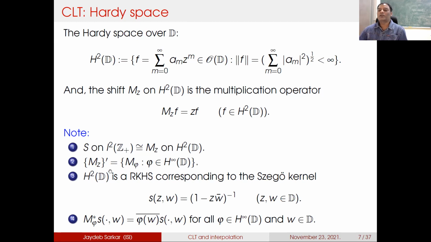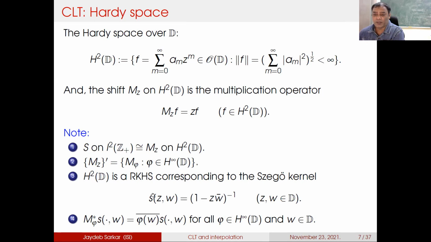The second important thing is the commutant. The commutant of M_z is precisely the H infinity functions, in this sense. It's just M_phi, where phi is in H infinity, and M_phi is the multiplication operator with symbol phi. So you can say a Toeplitz operator. I'm just using the notation here.